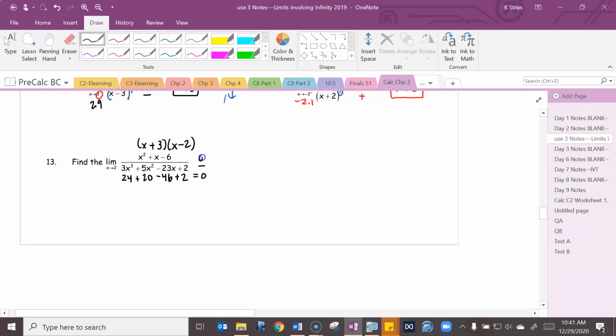Okay, what does that mean? Well, it means that you had a 0 on the bottom, which means that you had to have had an x minus 2 on the bottom. Otherwise, you wouldn't have gotten a 0 when you plugged it in. So what we are going to do is factor the bottom by using synthetic division. I know that 2 should give me a 0, because I plugged it in, it literally just gave me a 0. So I'm going to put 3, 5, negative 23, 2. I'm only doing the bottom because that's the only part I need help factoring.